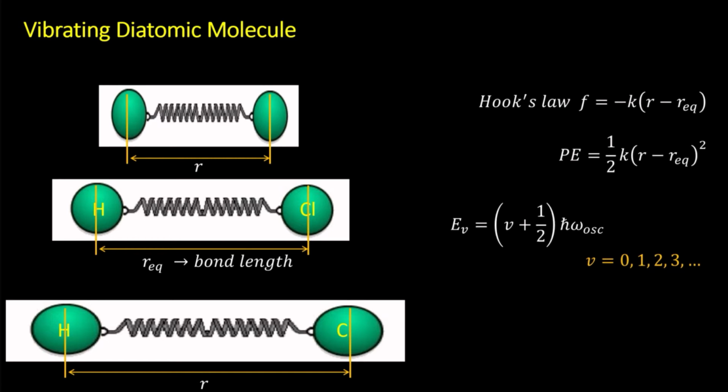Also, we specify here that the frequency is the oscillation frequency of the molecule. We use this subscript in spectroscopy to ensure that this is the vibrational frequency of the molecule, not the rotational frequency. This vibrational frequency is given by the classical expression square root of k by mu, where mu is the reduced mass of the system.